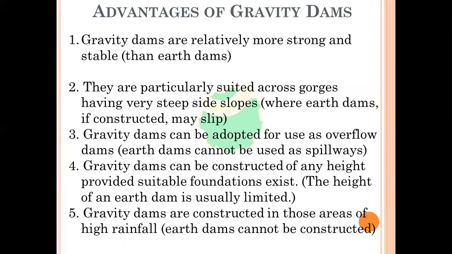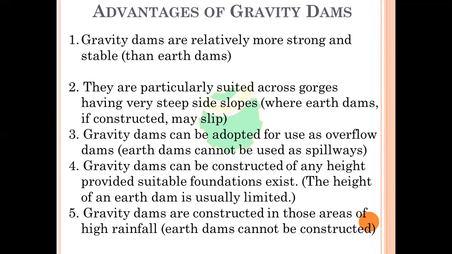What are the advantages of gravity dams? Gravity dams are relatively more strong and stable than earth dams or any other dams. They are particularly suited across gorges having very steep side slopes. Gravity dams can be adapted for use as overflow dams. Gravity dams can be constructed of any height provided a suitable foundation exists.